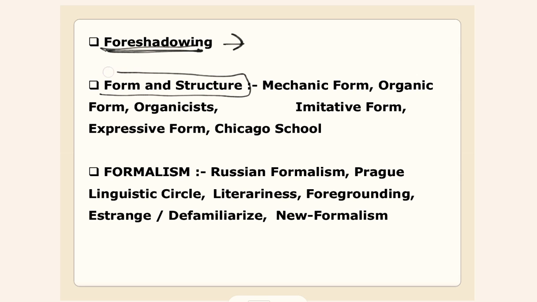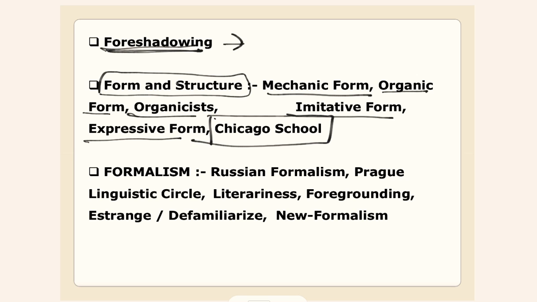Form and structure. Here terms like mechanic form, organic form, organicist, imitative form, expressive form, and the school associated with form and structure is the Chicago School. They ask you a question: Chicago School is associated with form and structure. And who are the members of this Chicago School and their intention of the Chicago School.